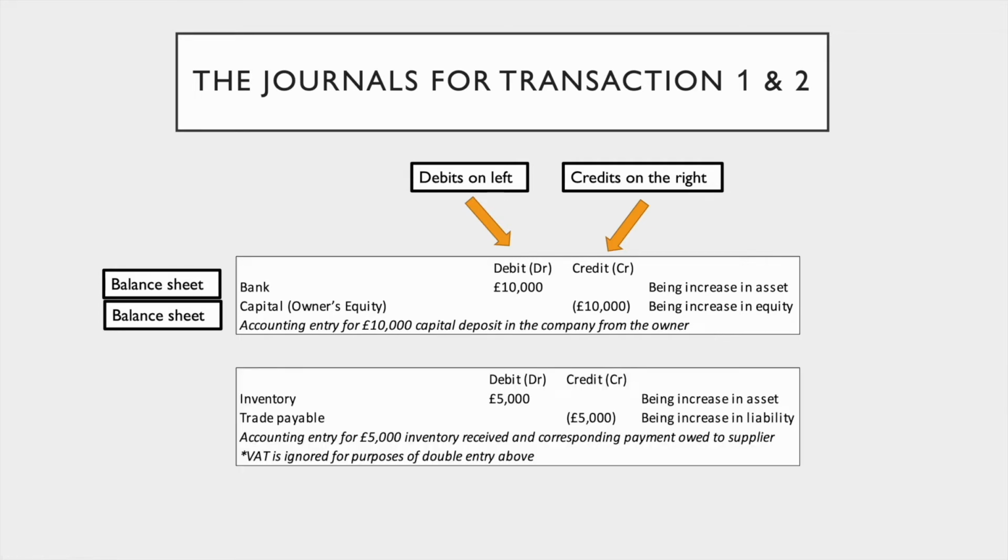Similarly, for transaction 2, the journal forms the same basis, with the debits on the left and the credits on the right, and that's how we would reflect journal 2. Again, these are both balance sheet accounts, so it's just taking the same format here. Just in this case we have ignored the impact of VAT, just to show something to be aware of. So that is the journal, now I've introduced that to you.